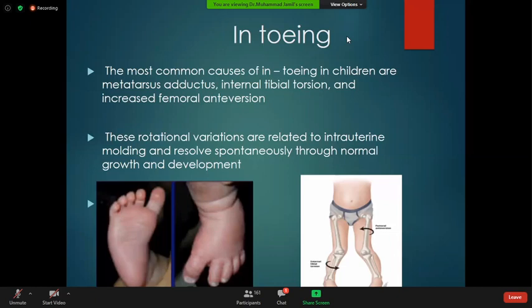There are three important causes of in-toeing gait: metatarsus adductus, internal tibial torsion, and increased femoral anteversion. These rotational variations are related to intrauterine molding and resolve spontaneously with normal growth and development.